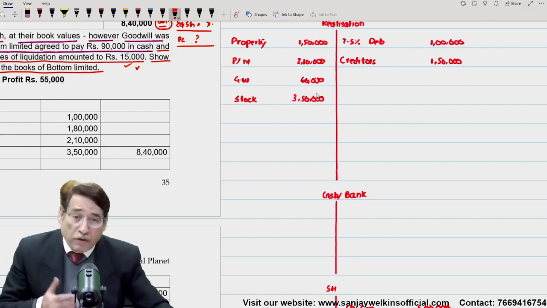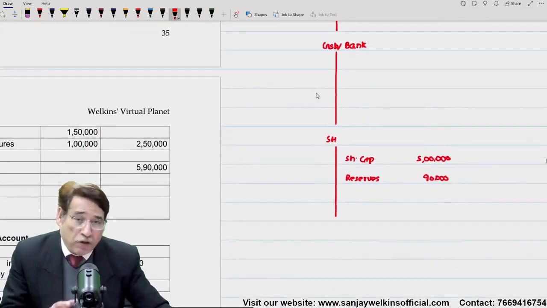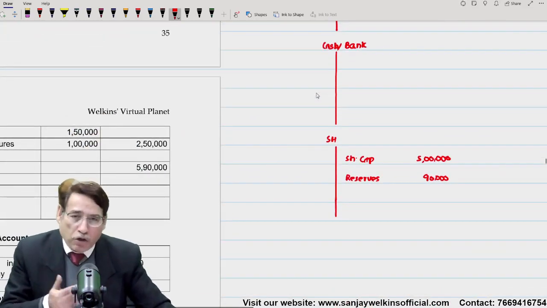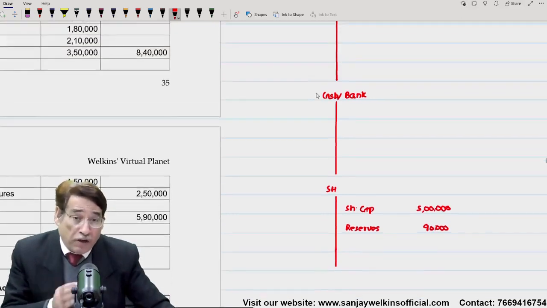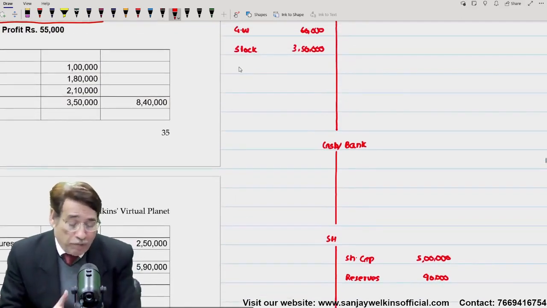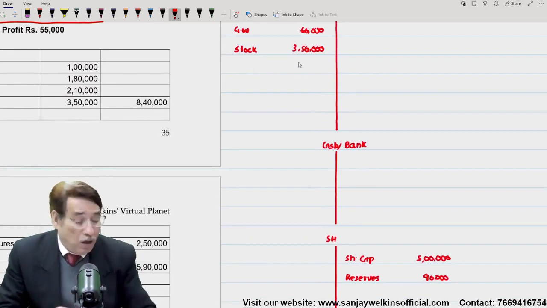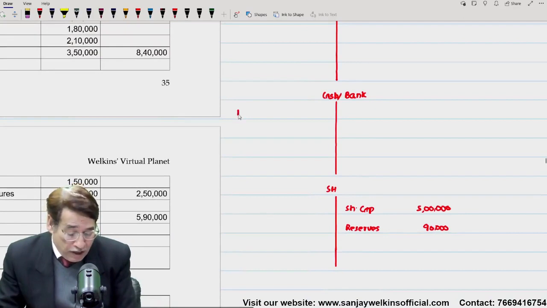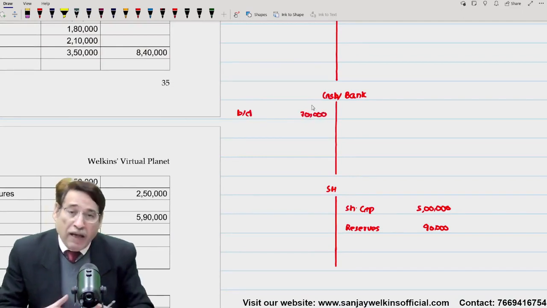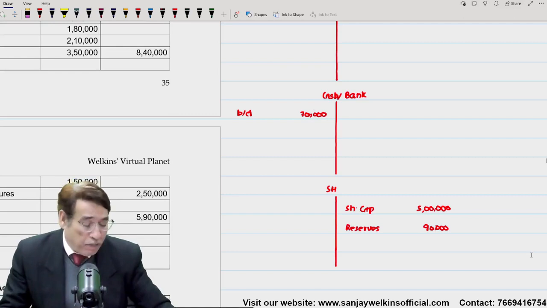Besides that, we also have cash, but cash hasn't been taken over. The only caution which we require with respect to cash is whether cash has been taken over or not. If cash would have been taken over, I would have simply written here cash. That's all. However, in this particular question, cash is not taken over. So I will simply write cash balance in the cash account, balance brought down 70,000. So with that, our assets and liability side have been closed.